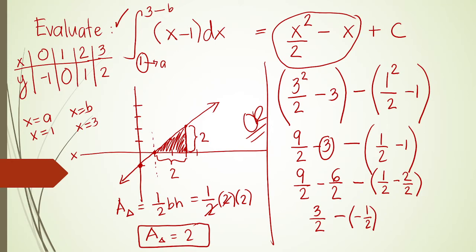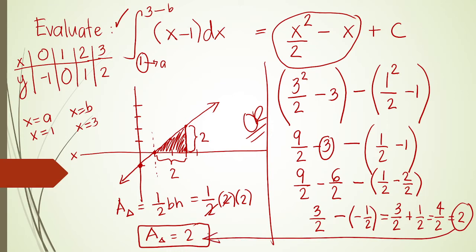What will happen to minus negative 1 half? It becomes positive. So, 3 over 2 plus 1 half, which is equal to 4 over 2, or 2. Okay, there you go. Which is equal to 2, the same answer as this. So, it's all up to you.